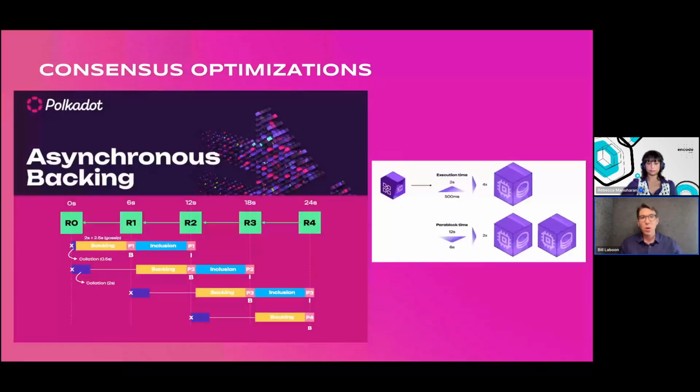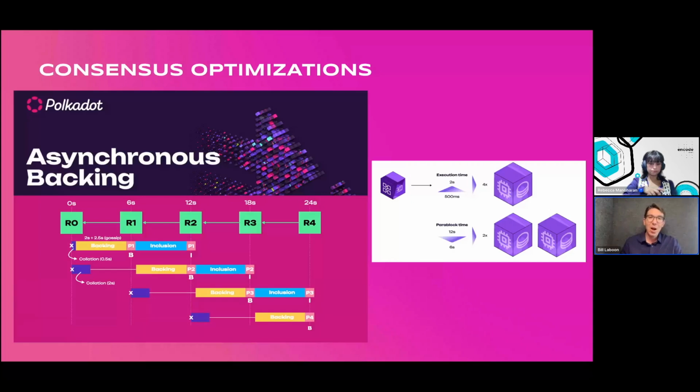So how this works, if you're really interested, is that there are 2 steps, backing and inclusion, when a parachain makes a candidate block and sends it over to the relay chain, to the validators on the relay chain. In the past, we had to wait for backing and inclusion, each of which took one relay chain block or 6 seconds to occur before we could tell the parachain, okay, now you can start building the next one.